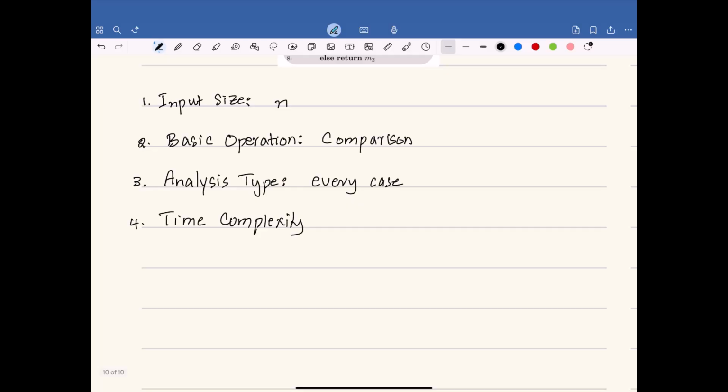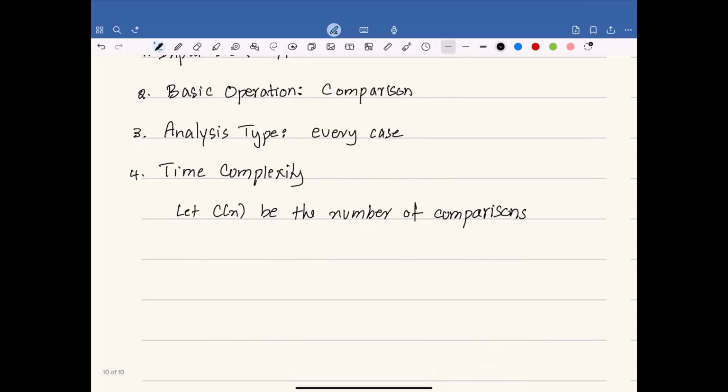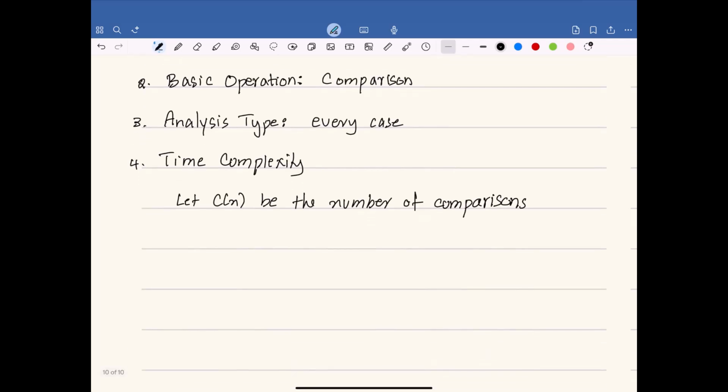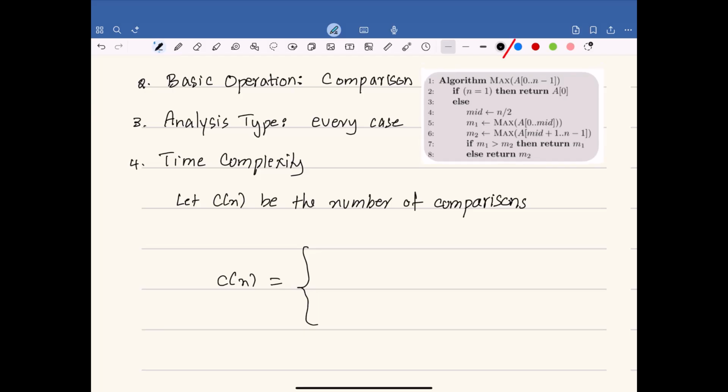And to find the time complexity, we say let C(n) be the number of comparisons. Then C(n) is expressed as a recurrence relation. So C(n) is equal to, for the base case, there is only one comparison, and this happens when n is equal to 1. So for n equals 1, we have one comparison.